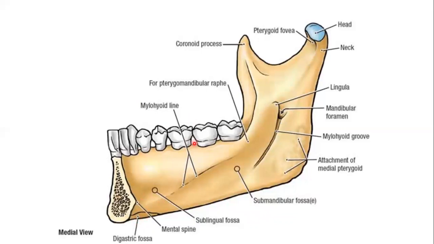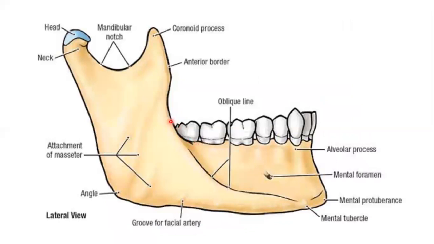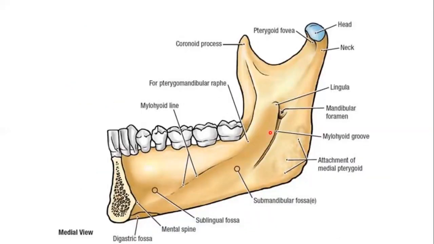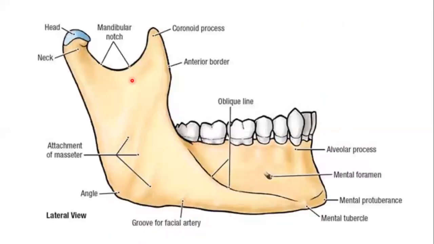And now let's study the ramus. The ramus is a quadrilateral structure, with four borders and two surfaces. The surfaces are the outer or lateral, and the inner or medial. These are the surfaces of the ramus.